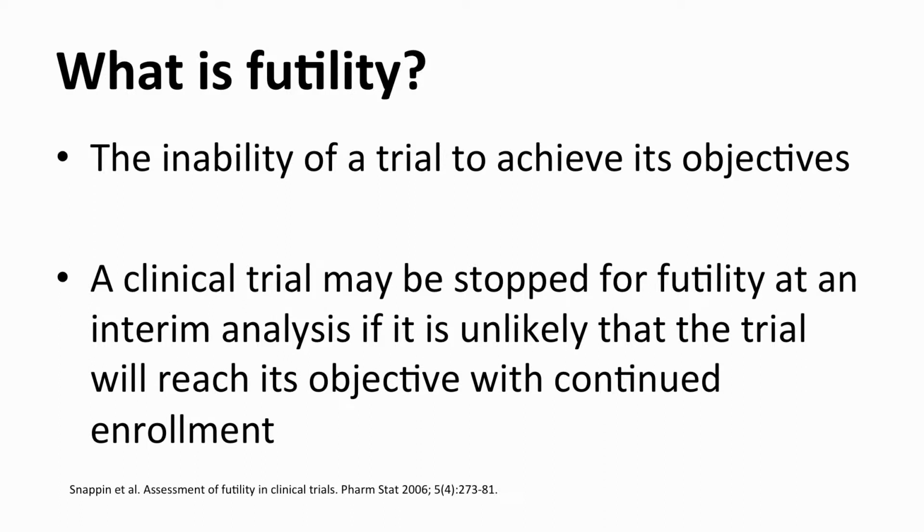So we can define futility as the inability of a trial to reach its stated objectives. During the course of a clinical trial, it may become apparent that the trial is unlikely to reach its objectives, and we may wish to stop the trial early before it reaches completion. And this may happen for unforeseen operational issues, such as difficulty accruing patients. But what I want to talk about is futility rules that we pre-specify as part of our design and that are based on data on the primary endpoint.